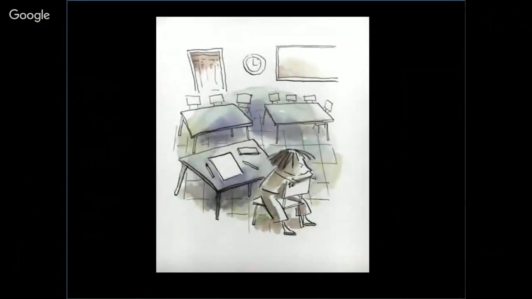So let's get started. This image is from Peter Reynolds' book, The Dot. It's the first picture that I share with students, whether we're coming back from a break or whether we're being introduced to this viewing process.